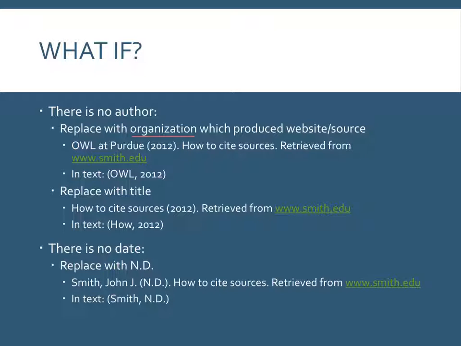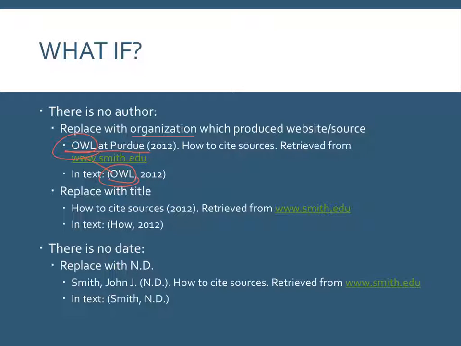So for instance, let's say OWL at Purdue is the organization. We would write it out exactly as it appears in the copyright information. That's generally where you'll find the organization name, and then everything else remains the same. In text, you're just going to use the first word, which would be OWL.